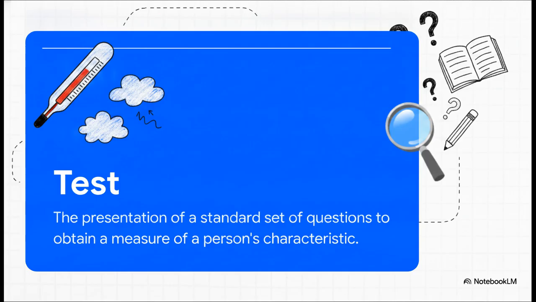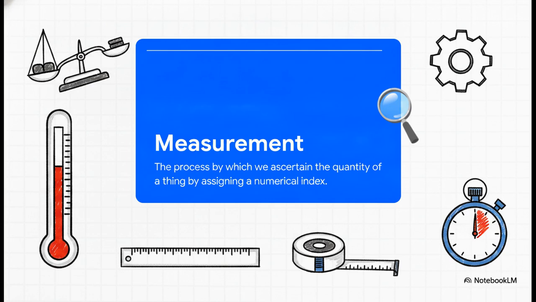Going back to our analogy for a second, a test isn't the sickness and it isn't the temperature. It's simply the physical thermometer itself. Its only job is to gather the raw material. Okay, so now we step one layer out to measurement. This is the actual process where we ascertain the quantity of a thing by assigning a numerical index. Basically, we're comparing an unknown quantity with a known quantity to get solid information.